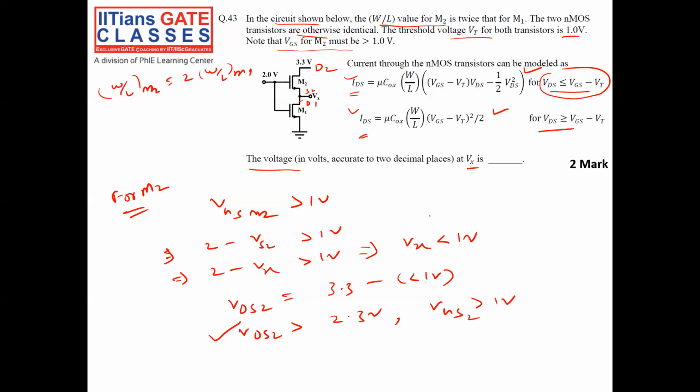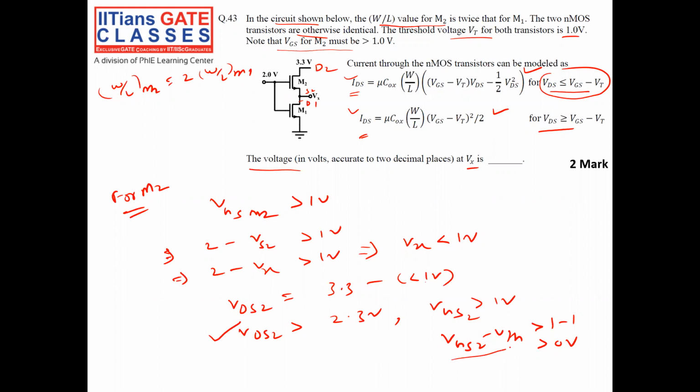VGS should be greater than 1 volt, and VGS minus VTH should be greater than or equal to 1 minus 1, equal to 0 volt, right? Okay, VGS2 minus VTH, where VTH is 1 volt, should be greater than or equal to 0 volt. So you see the condition is met, right?